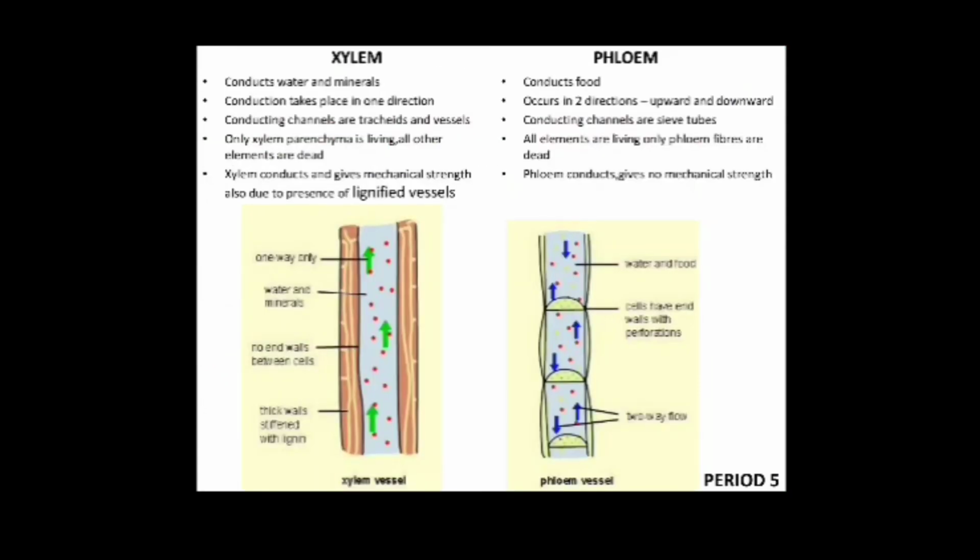So here are certain differences between xylem and phloem. Xylem conducts water and minerals. Phloem conducts only food. In xylem, the conduction takes place in one direction only, whereas in phloem it occurs in two directions, upward and downward. In xylem, conducting channels are tracheids and vessels. In phloem, conducting channels are sieve tubes. In xylem, only xylem parenchyma is living, all the other elements are dead, whereas in phloem, all the elements are living, only phloem fibers are dead.